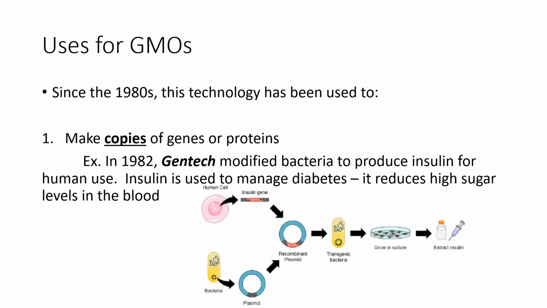So we have a human cell, you isolate the insulin gene, you take a bacterial plasmid and you insert that insulin gene into the plasmid. Then you end up with your transgenic bacteria, which grows in culture. Bacteria reproduce like crazy, and then from that you can extract the insulin. As those bacteria grow, they're just making more and more insulin, and then you're able to extract that and use it for pharmaceutical use.